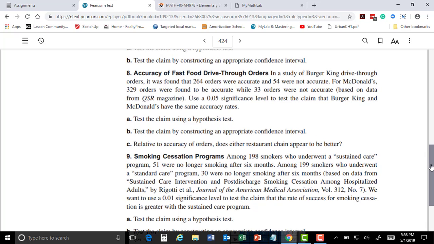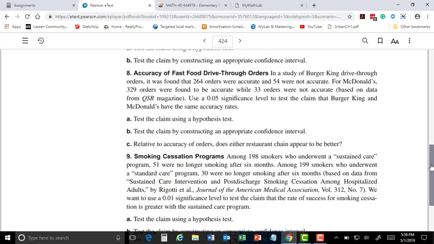This was the one that did work for another program. This was fast food, right? Out of 264, we got 54 that were not accurate. I don't know if you know this, but they make mistakes at the drive-thru. I hate that, don't you? You say, I didn't order this, or they forgot this. So this was Burger King, and this is McDonald's. We have two proportions to compare, and we're going to test the hypothesis and test the claim by constructing an appropriate confidence interval.